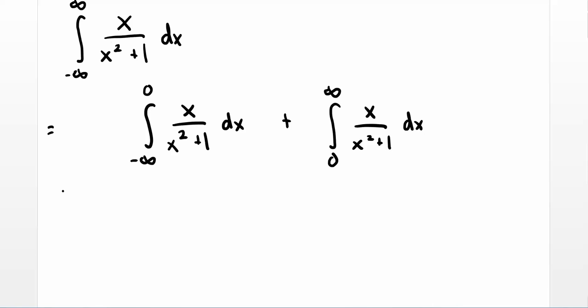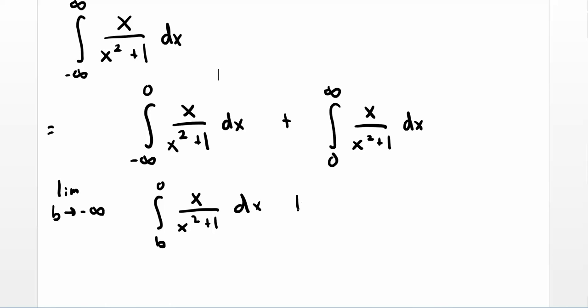We'll turn this into a limit problem again. The limit as b approaches negative infinity, and it becomes the integral from b to 0 of x divided by x squared plus 1 dx plus the limit as b goes to positive infinity of the integral from 0 to b, same function.